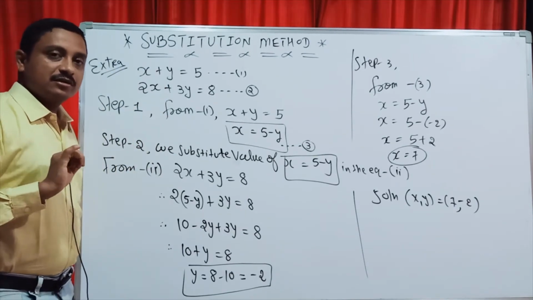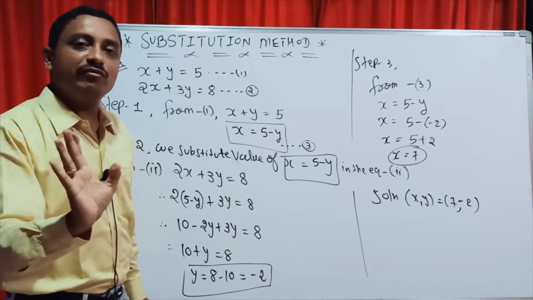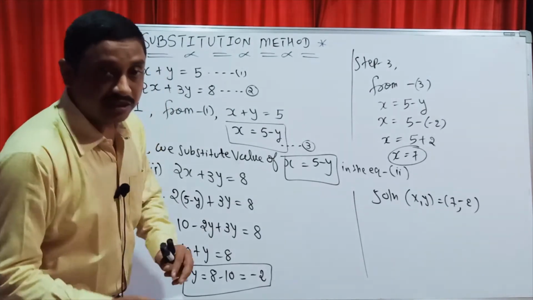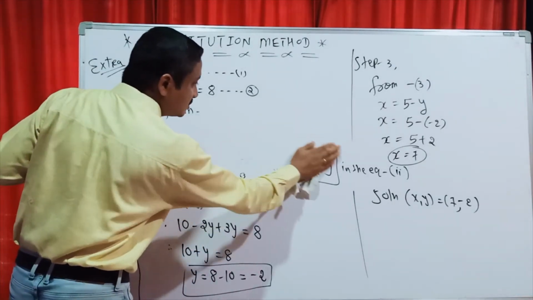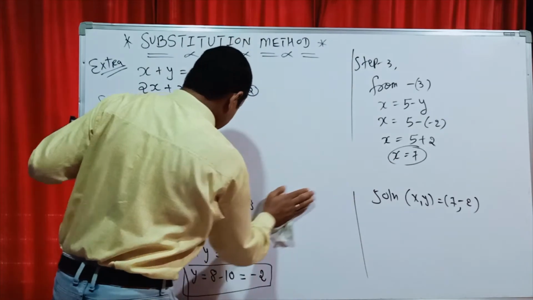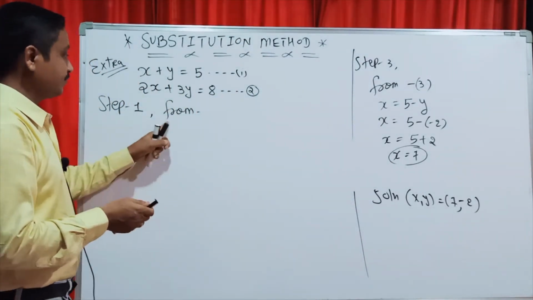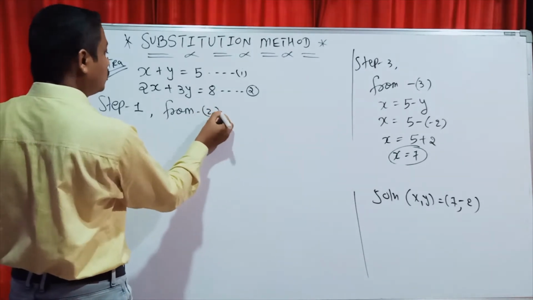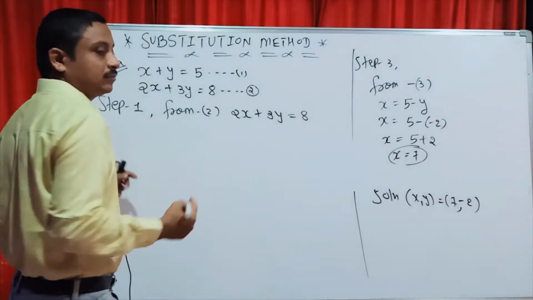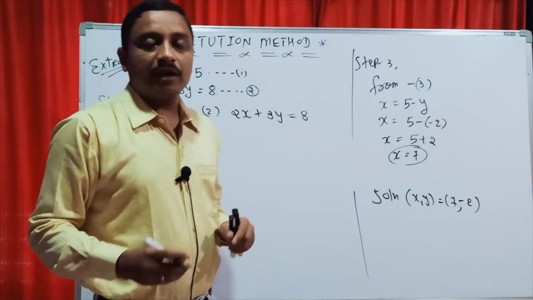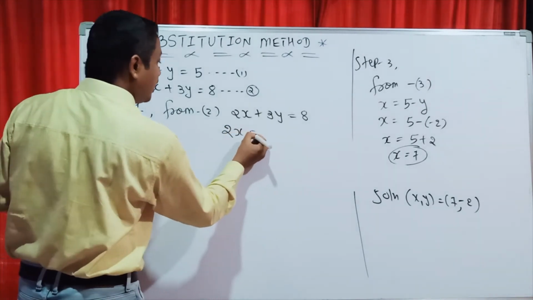Correct? So I again repeat you utilize any one process, both are the same. Now I same question applying, but from second start now. Question same. Step 1, from 2, 2x plus 3y, 8, and calculate x separate either y separate. So 2x is equal to 8 minus 3y.